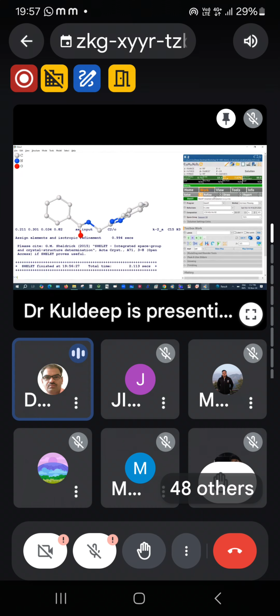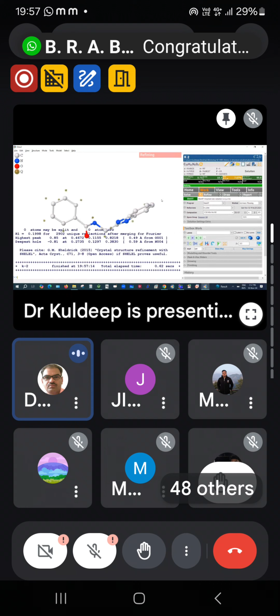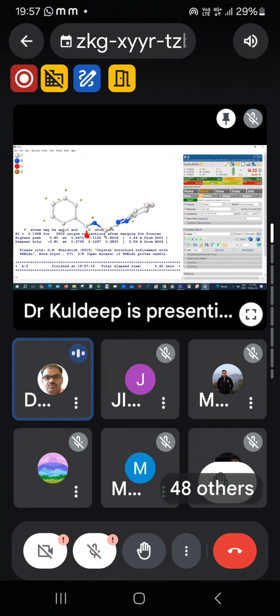First, I will refine it. I just press this button, refine, and there is the refinement. Now I can see the maximum electron density is only 0.8 electron, meaning I have assigned all the non-hydrogen atoms, but still I can see my structure is not complete. Only half of the atoms are there because the other half are generated from the symmetry.